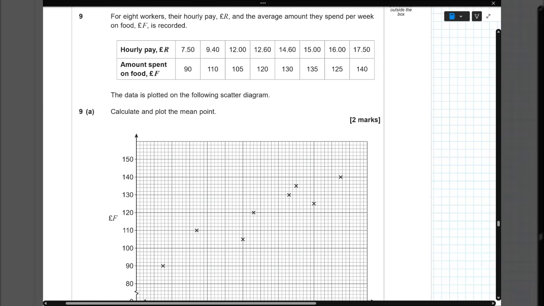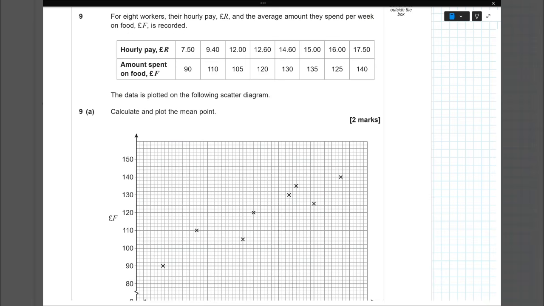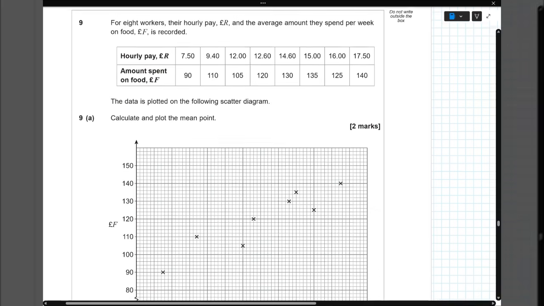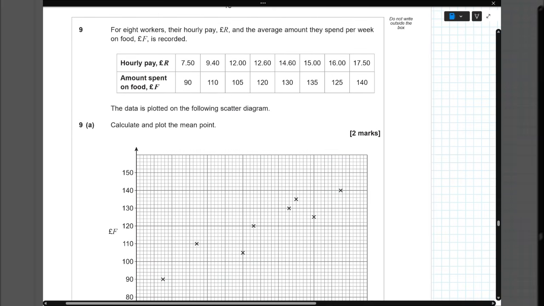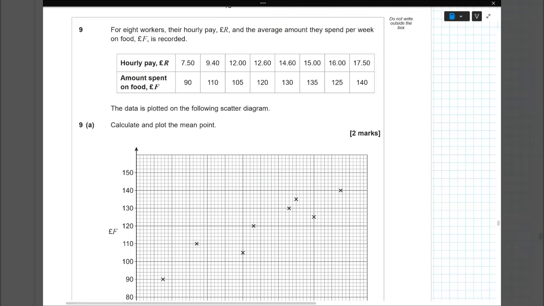Hello, welcome back to question number 9, 10 marks at the end of your paper 2. To be honest, I think this is doable. For 8 workers, their hourly pay, R pounds, and the average amount they spend per week on food, F pounds, is recorded. The data is plotted on the following scatter diagram.